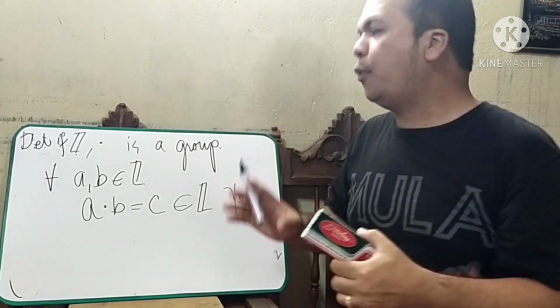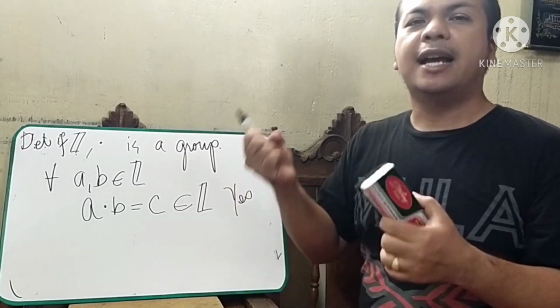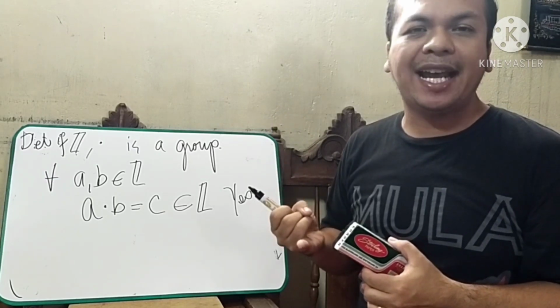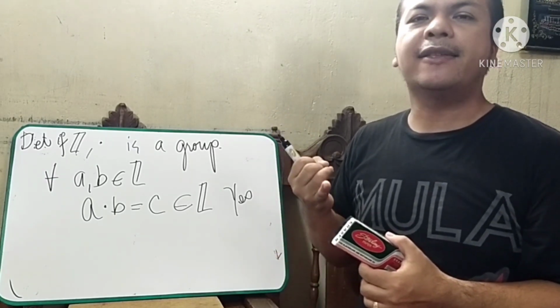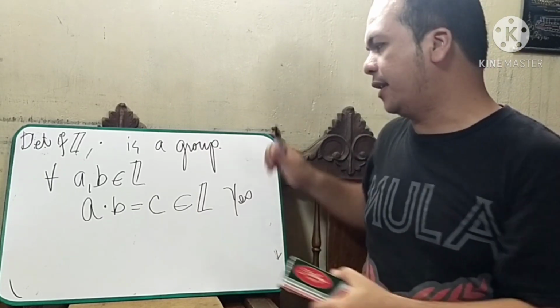So, punta na tayo dun sa properties ng group. What are the properties? Associativity, we have the existence of an identity element, and the third is the existence of an inverse element.